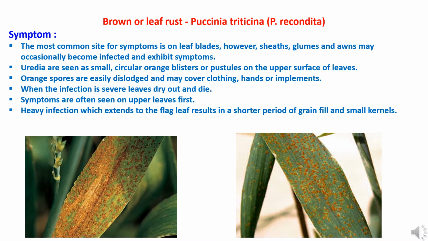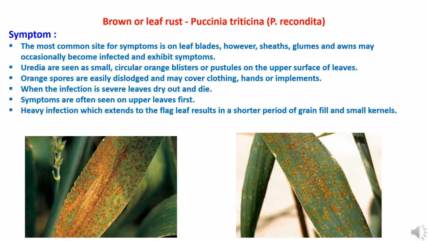Brown or leaf rust of wheat crop is caused by the fungus Puccinia triticina. The symptoms are most common on leaf blades. However, seeds, glumes, and awns may occasionally become infected and exhibit symptoms. Uredia are seen as small, circular orange blisters or pustules on the upper surface of leaves. Orange spores are easily dislodged and may cover clothing, hands, or implements.